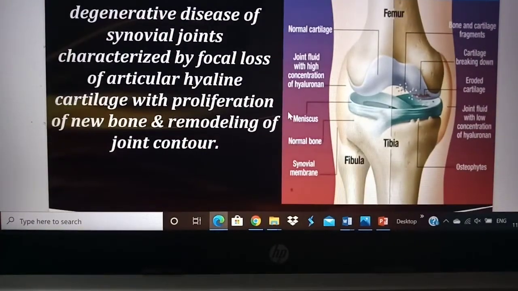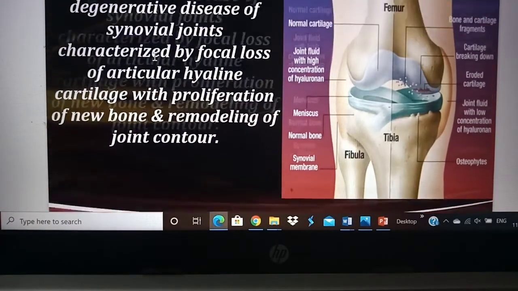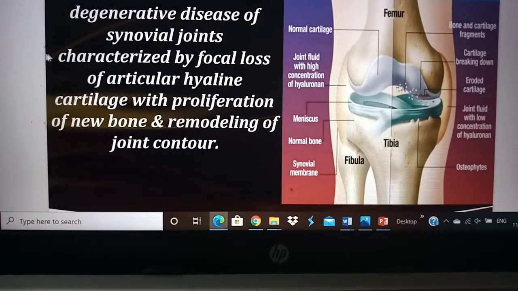So what is osteoarthritis? Osteoarthritis is a degenerative disease of synovial joints characterized by focal loss of articular cartilage with proliferation of new bone and remodeling of joint contour. So these are the joint surfaces. The articular cartilage gets damaged. The cartilage that is present to protect the bone ends becomes eroded here. So what happens is new bone is formed, and remodeling of the joint contour.